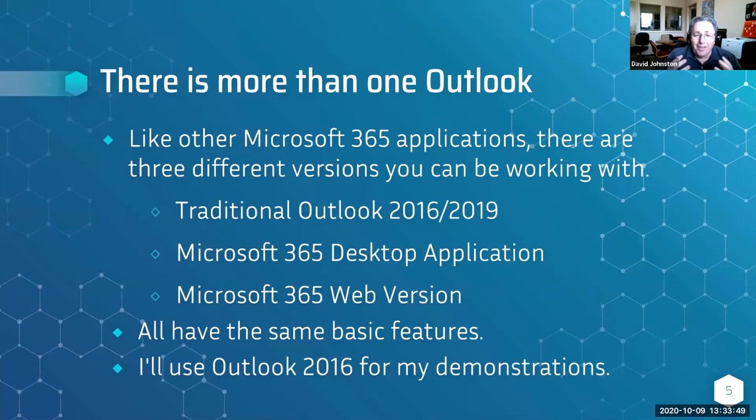So like everything we do in Microsoft 365, there are actually 3 different versions of Outlook that you could be dealing with. You could have the traditional Outlook 2016 or even 2019 application installed on your machine. There's a Microsoft 365 version of it, and there's a Microsoft 365 web version. They all have the same basic features. I'm going to use the 2016 version for my demonstrations because that's how most of you are running on your college machines, but you may have to look around, and you'll find these same features. Most of the things I'm going to talk about, you'll find in all the versions.